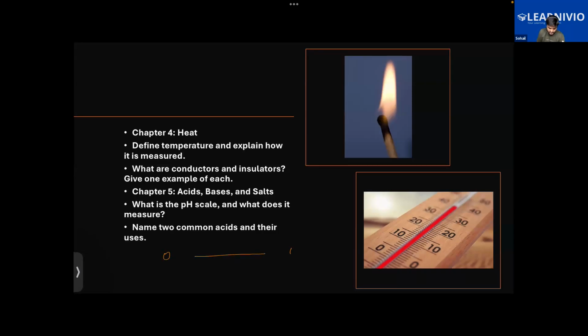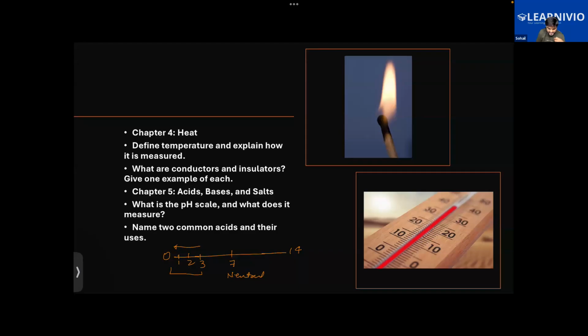0 to 14. Okay. If it is 7, then it is neutral. If it is closer to 0, then acidic. And if it is having a pH like 0, 1, 2, 3, then Priyanka, you tell me, will the acid be strong or weak? Strong, sir. Strong, right? Very good.